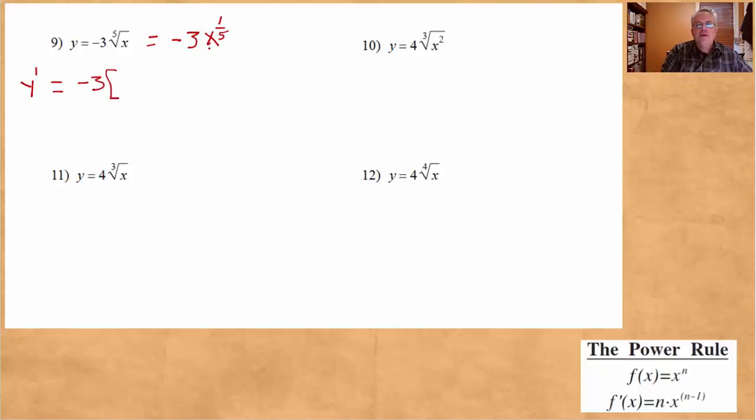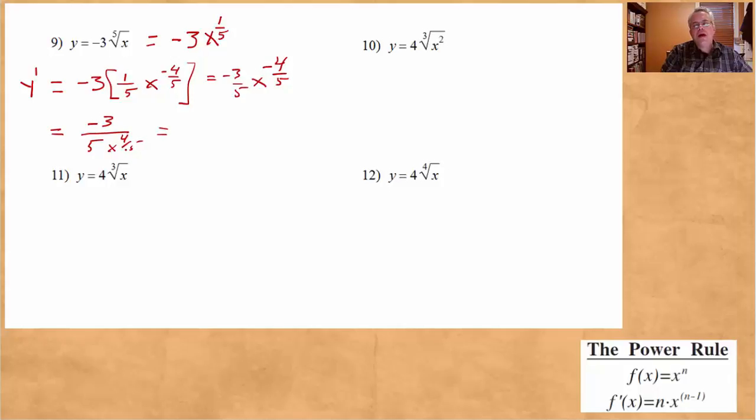I'm taking the derivative. The derivative of x to the 1/5 would be 1/5 x to the, we gotta subtract 1 from the exponent. 1/5 minus 1 would be -4/5. Okay, so I get -3/5 x to the -4/5. This is kind of horrible because not only do I have a fraction exponent, it's negative. So I'm going to write this as -3 over 5x to the +4/5. Okay, that helped a little bit.